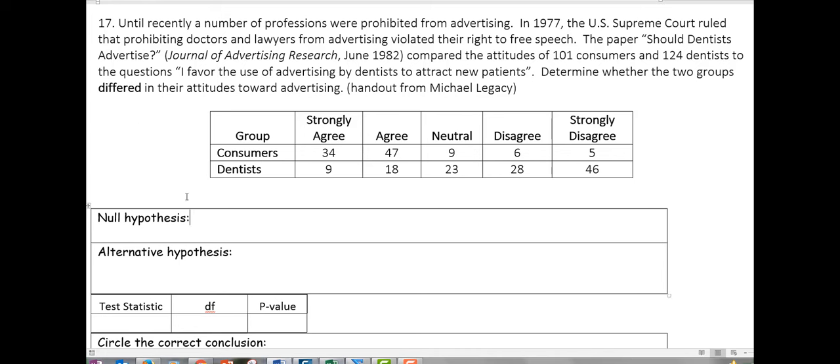Okay, so for our null hypothesis, we would want to say something about, let's see, the attitudes of consumers and dentists are the same in strength, something like that. An alternative is at least one category is different.